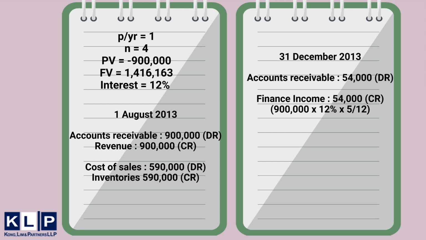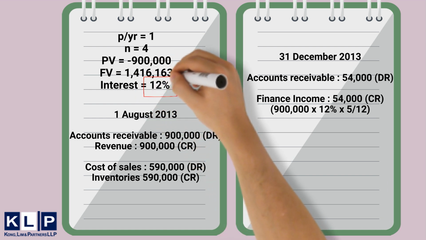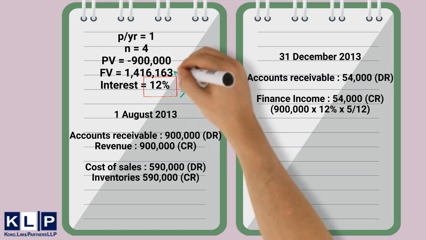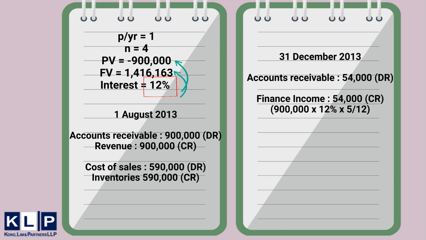The general journal entry for Entity A would look like this, where the interest rate of 12% is derived from the difference between the full contract price of $1.4 million and the regular cash selling price of the product at $900,000. The effective interest rate method was used.